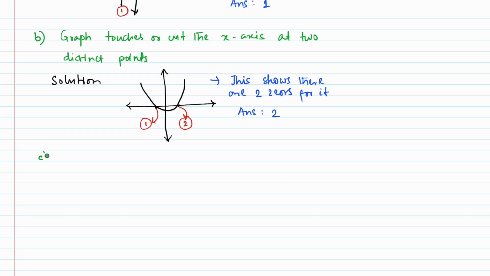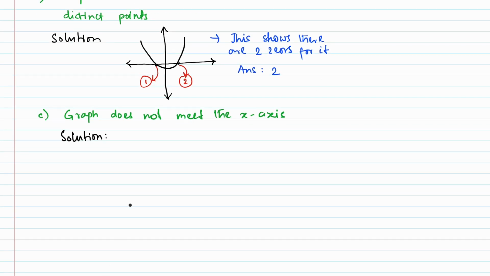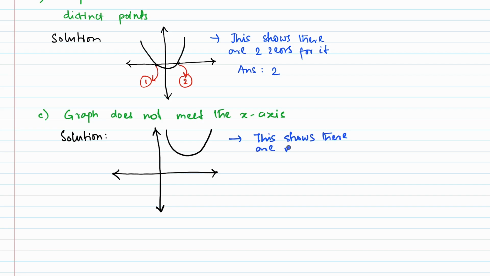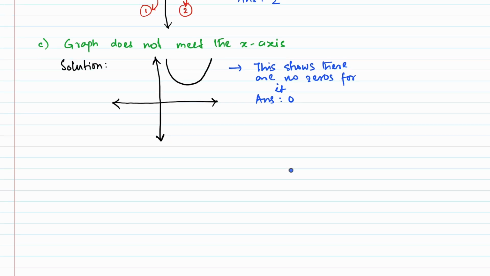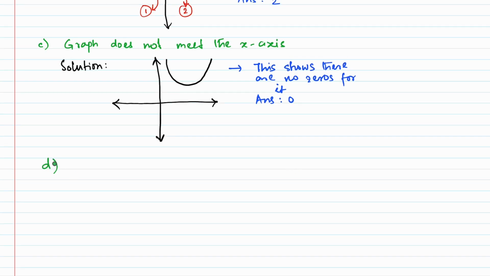Now let's go to C. Graph does not meet the x-axis at all. Okay, solution: that means it is a curve, or the polynomial will have a kind of curve which never touches the x-axis. So if it does not touch the x-axis, there will be no zeros for the given value of x. So that means there are 0 zeros for the given polynomial.